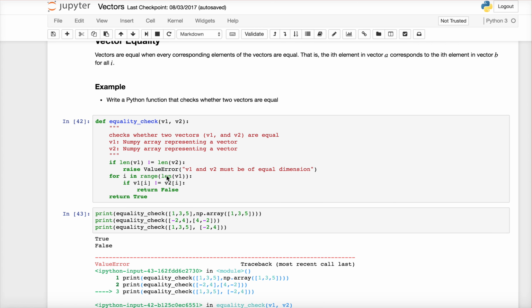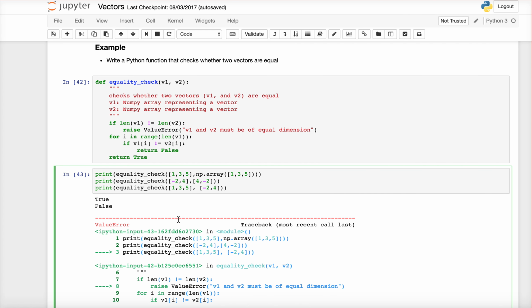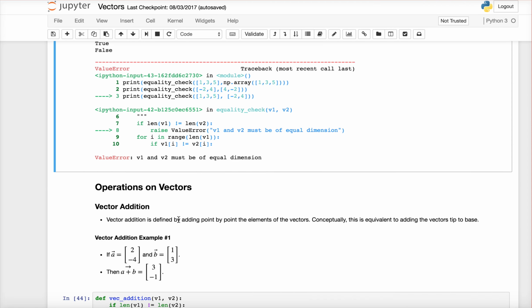If I go through all elements of the vector and I haven't returned false, then I can return true, because I've confirmed equality for every element in the array. So here we're checking equality of the vectors 1, 3, 5 and 1, 3, 5. That's true. The vector -2 and 4 and -2 is not equal. And if I check equality between the vectors 1, 3, 5 and -2, 4, I get a value error because they're not of the same dimensions.